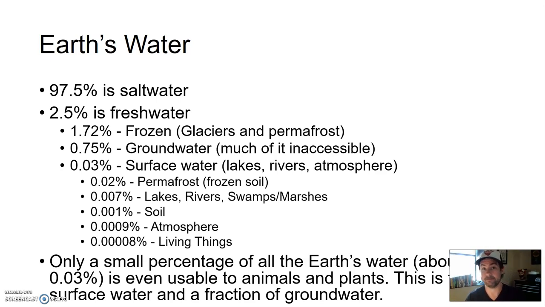It's not a lot. And it's only going to get worse. As glaciers melt, a lot of that fresh water is going into the oceans. As the atmosphere warms up, a lot of surface water, lakes, rivers, swamps, marshes are evaporating.